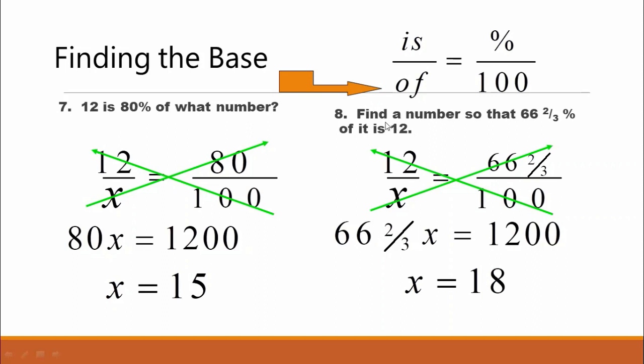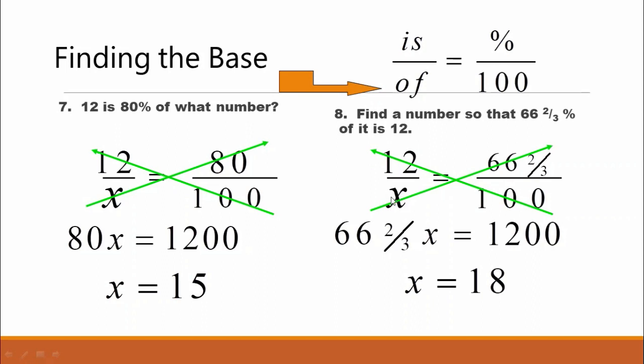Now find a number such that 66 2/3% of it is 12. This is the part, so a value connected with "is" represents the part. A value connected with "of" represents the whole. So "of" is missing, "of" is unknown. Whole is unknown. "Is" divided by "of": part divided by whole. Part is known. Whole is unknown. Total is unknown.